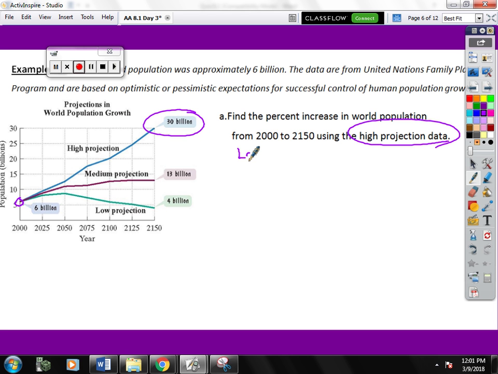Okay, so again, we're going to do our large number minus our small number all over our original number. And don't put over small or large because that will change depending if it's a percent increase or decrease. So this will be 30 minus 6. Now what goes in the denominator, the 6 or the 30? 6. What came first? The 6 billion. So we'll get 24 over 6. Why isn't it 30 minus 4? Because the original population was 6 billion.